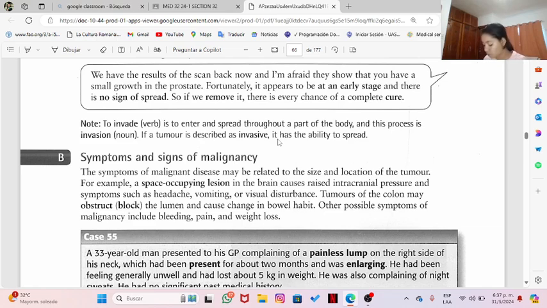intracranial pressure and symptoms such as headache, vomiting, or visual disturbance. Tumors of the colon may obstruct, block the lumen, and cause changing bowel habit. Other possible symptoms of malignancy include bleeding, pain, and weight loss.